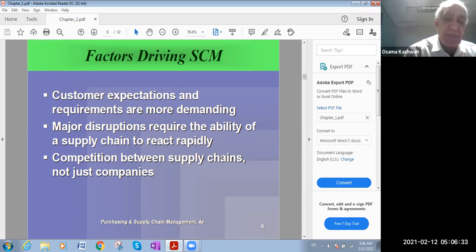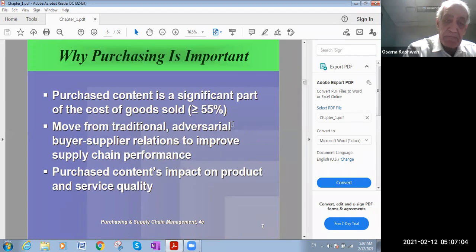Competition between supply chains, of course, makes it very important for supply chain management always to be on top, always improving its performance, because you have competitors, and if you are not able to compete, you will be driven out of the way in this sharp competition.